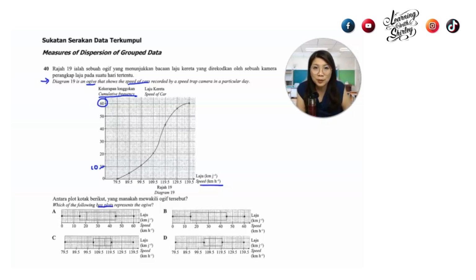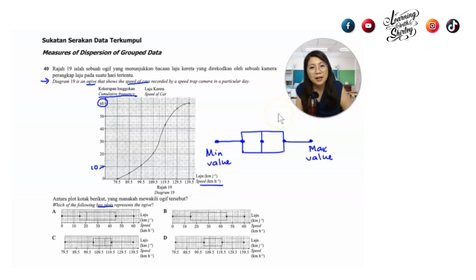So we need to know the box plot. You need to know 5 things to draw a box plot. Let me sketch this out first. There are 5 things you need to know. The first one is the minimum value, which is the smallest value. Then the maximum value, the biggest value. Then the Q1, the first quartile, then the median, and the third quartile. We can get all these 5 values from the ogive given.